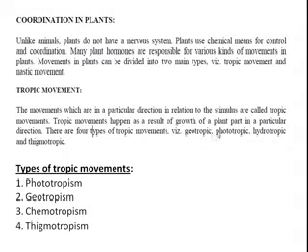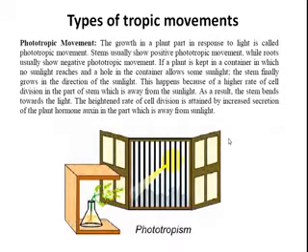Phototropic movement, geotropic movement, hydrotropic movement, thigmotropic movement, and one more is chemotropic movement. So one by one we are going to learn now. All these are according to their name. Geotropic movement: geo means earth. The movement towards the earth, that is geotropism or geotropic movement.